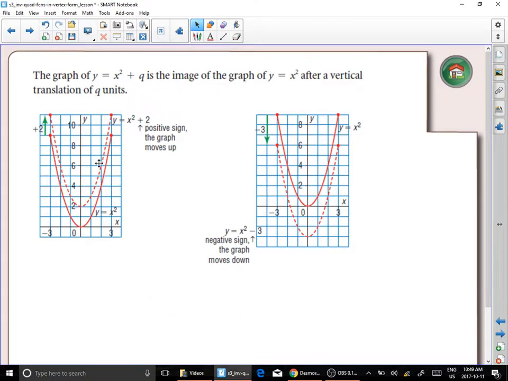Moving on, we can see a summary of this which confirms this. The graph of y equals x squared plus q is the image of the graph y equals x squared after a vertical translation of q units. If q is positive, it moves up. If q is negative, the graph moves down. Okay? So if it's up, it's because that q is positive. If it goes down, it's because q is negative. Okay? Just a summary of what we already talked about.